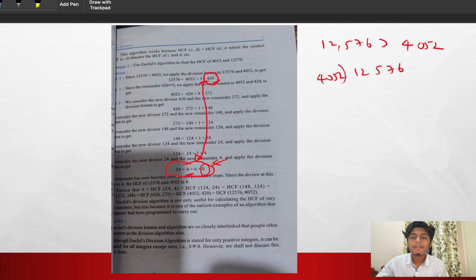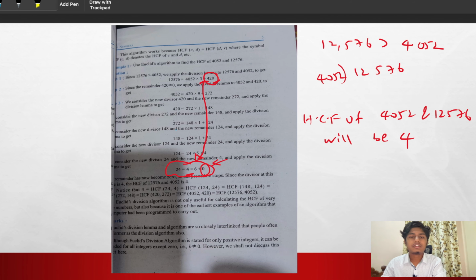So the HCF of 4052 and 12576 will be 4, because the divisor is 4. Divisor is 4 at the last step. So remainder has become 0. So the procedure stops. Since the divisor at the stage is 4, the HCF of 12576 and 4052 is 4. So this is the process.